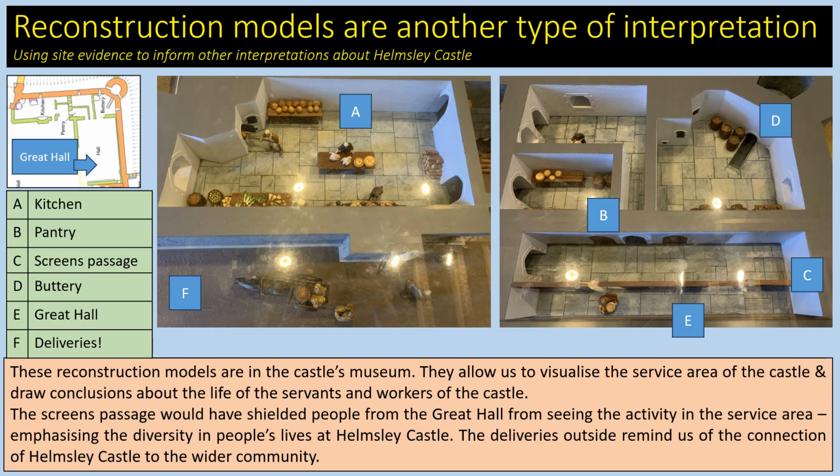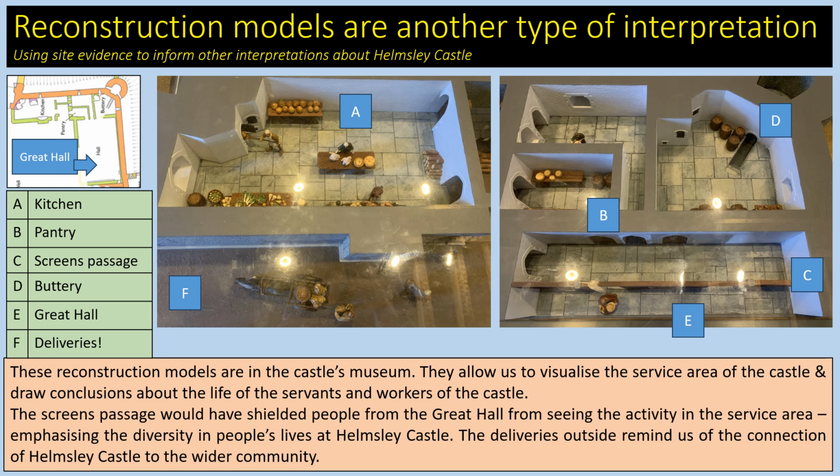Another type of interpretation are reconstruction models, and we can use site evidence to inform other interpretations about Helmsley Castle. So in the museum there is this reconstruction model, and we can see there that this shows the kitchen, pantry, screens passage, the buttery, the Great Hall, and also deliveries. Now these reconstruction models are in the castle's museum, and they help us to visualise the service area of the castle and draw conclusions about the life of the servants and workers of the castle.